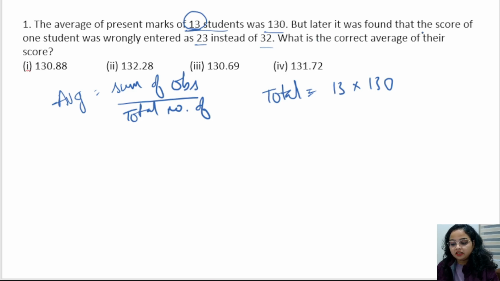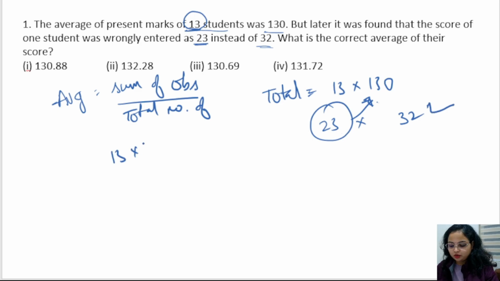But later it was found that the score of one student was wrongly entered as 23 instead of 32. So here 23 was entered in this total, but this is wrong. Instead of 23, it should be 32. So 32 is the correct one and 23 is the wrong one. Here 13 into 130 is the total score. 13 times 13 is 169, so 1690 is the total score of 13 students.